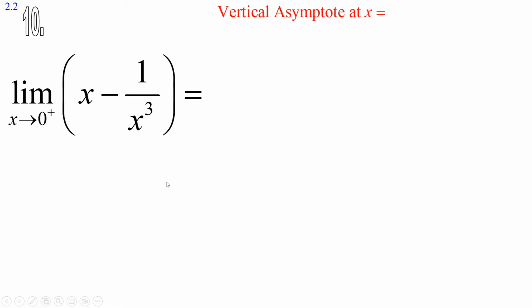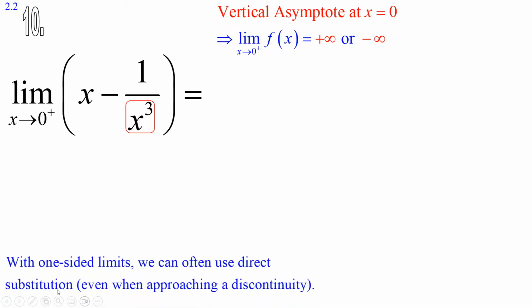So we're going to have a vertical asymptote at x equals 0. And that means there are only two possible solutions here. It's going to be infinity or negative infinity. So the limit of f of x as x approaches 0 from the right could be infinity or negative infinity. And again, as I've stated, with one-sided limits, we can often use direct substitution even when approaching a discontinuity.